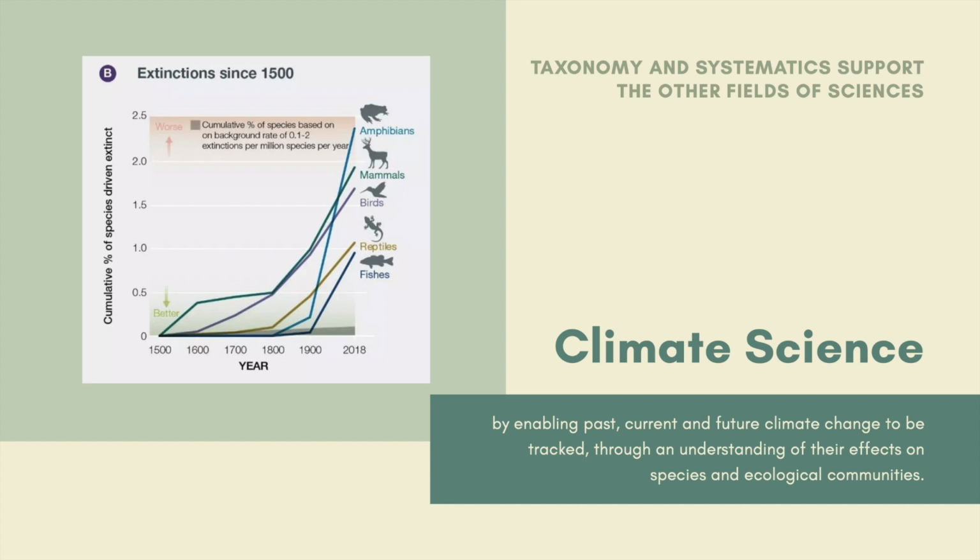Also for climate sciences, by enabling the past and current future climate change to be tracked through understanding its effect on the species and the ecological communities. How different organisms tend to increase or decrease, or how certain patterns of the numbers of organisms are affected by climate changes. And as you can see in the figure here, yes, we humans have caused the 6th mass extinction. And yes, we are in the current Anthropocene period.